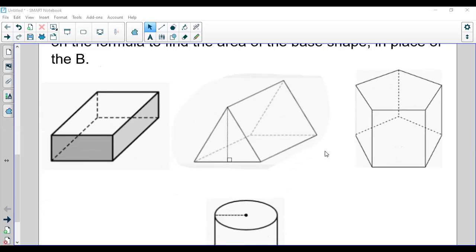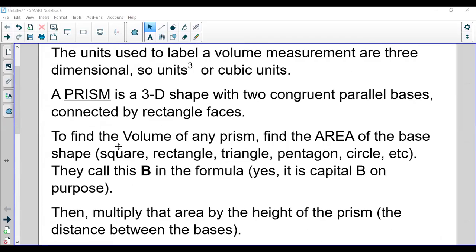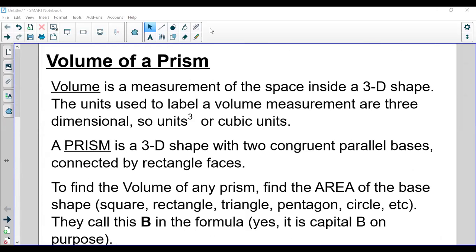Eventually, this is all going to get us to this, which is a cylinder, not a prism. It's called a cylinder. The bases are circles. Height goes from bottom to top. All right. I'm going to show you a couple of examples, and I'll be right back.